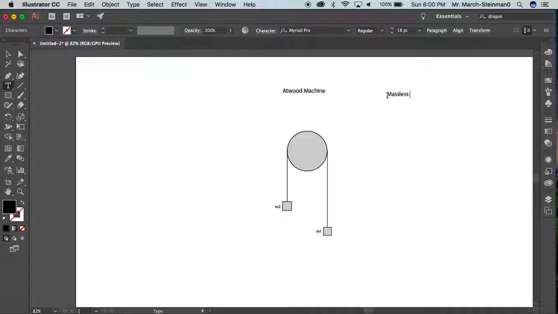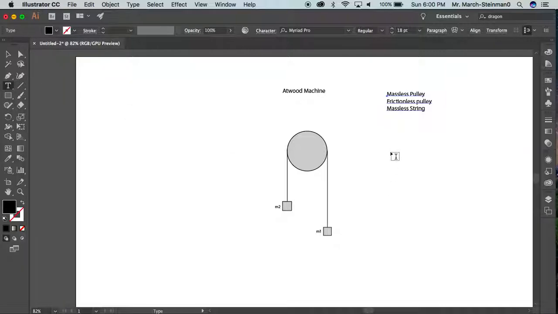We have a massless pulley. We have a frictionless pulley, and we have a massless string. And these are all to make our calculations much simpler. Now, in this consideration, we have the following.